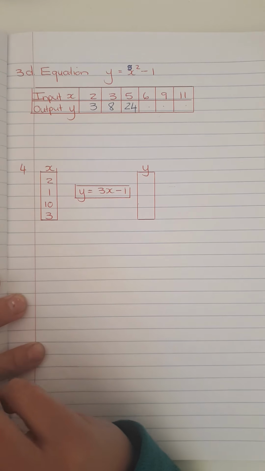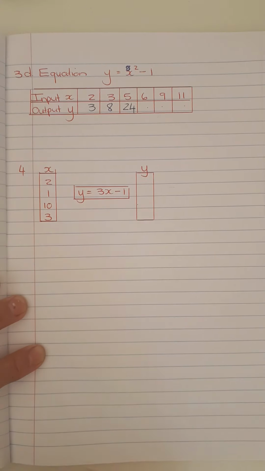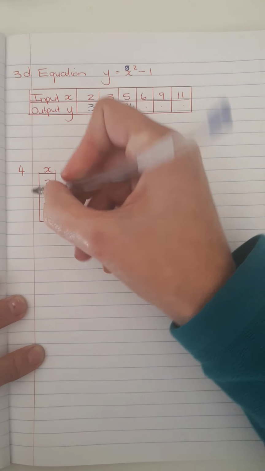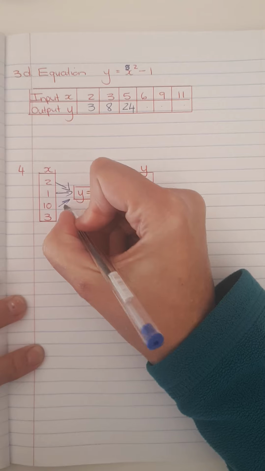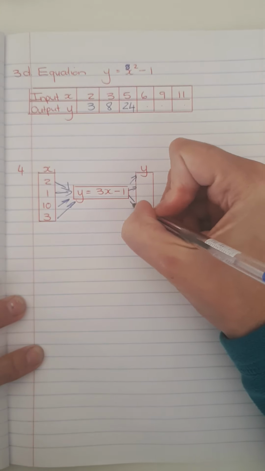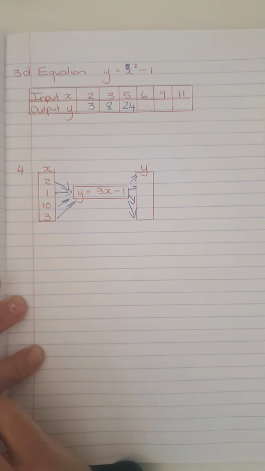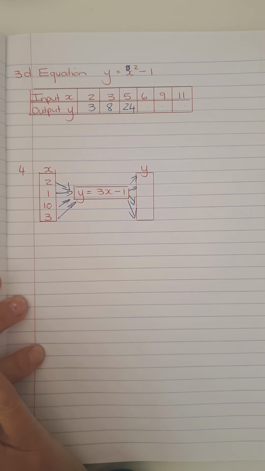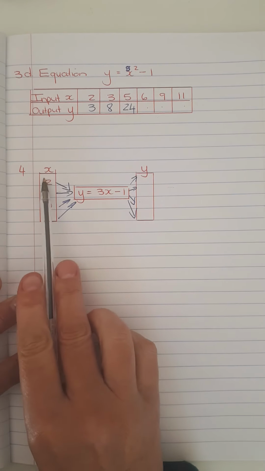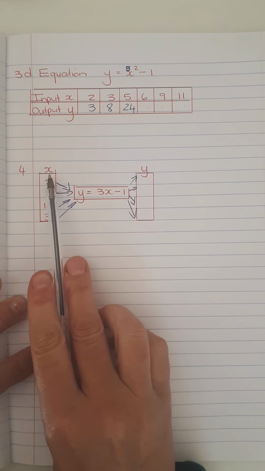Next one, number 4. Here they say complete the flow diagram. Okay, nothing new here. We've done this a million times to get the y value. Substitute the x values in the equation to calculate the input or output value. So now we work from this side to that side. These are my x values. These are my y values.